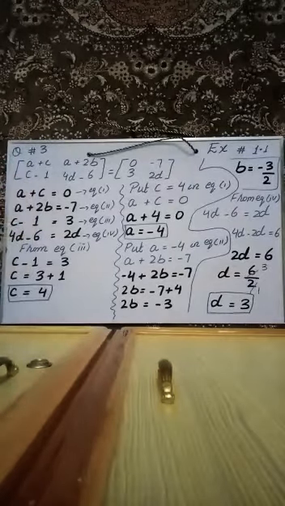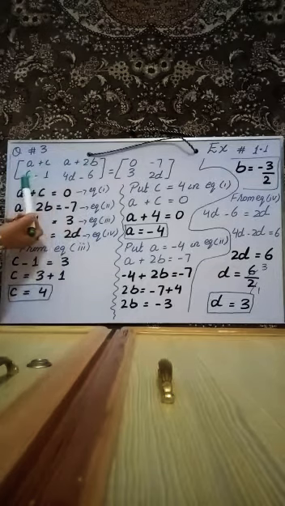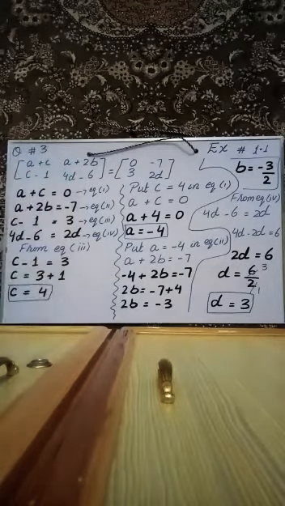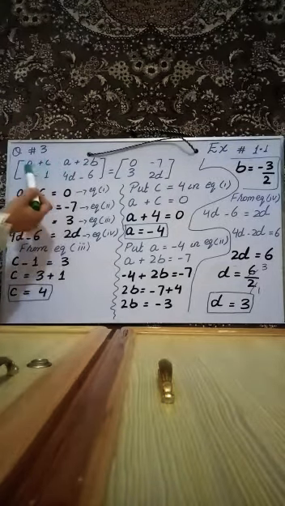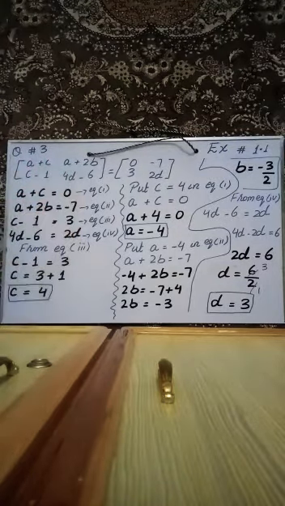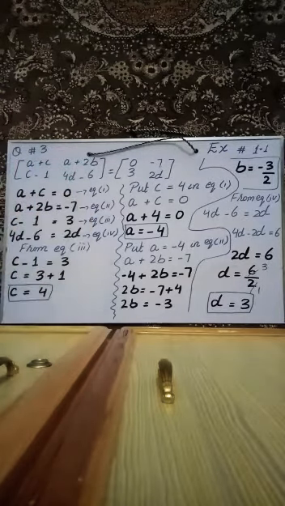Okay, let's start question number 3. Question number 3 is: find the values of A, B, C and D which satisfy the matrix equation. It means that in this question we are given some unknown values like A, B, C and D, and we have to find their values.